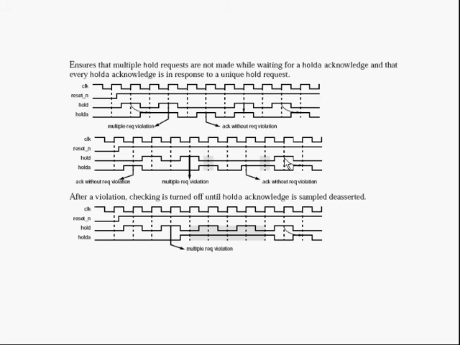And then what is this? Here it is correct, right? Here no violation. After the request, in the very next clock cycle it is giving acknowledgement, so no violation. Okay, so after a violation, checking is turned off until old acknowledge is sampled deasserted.